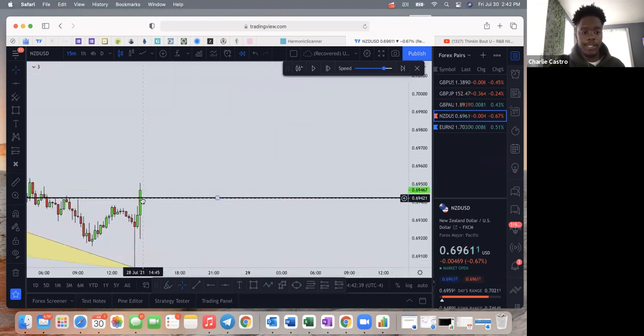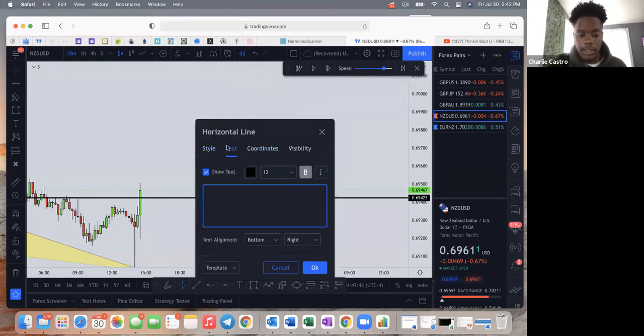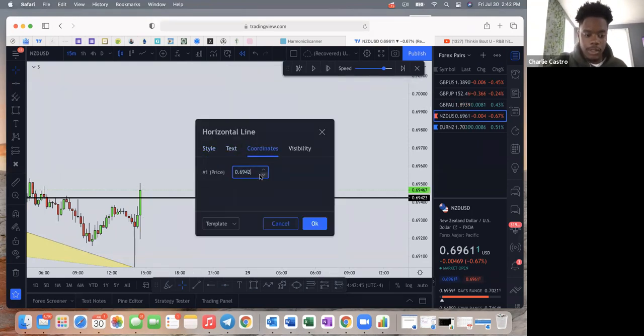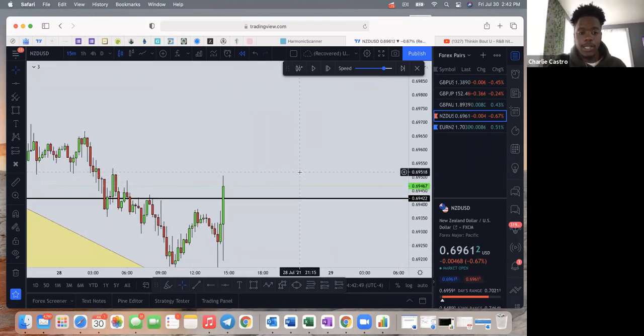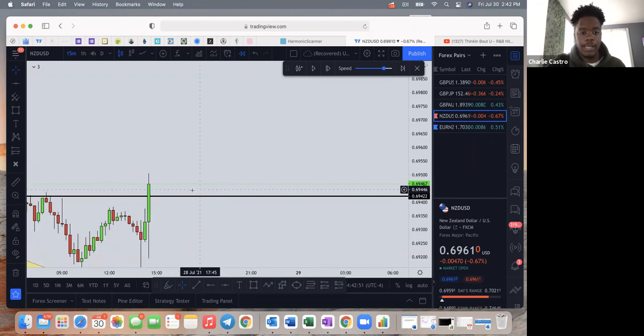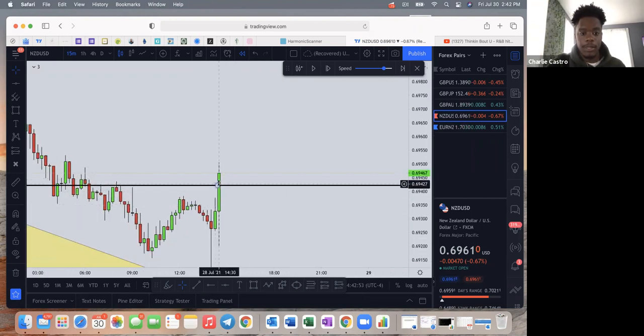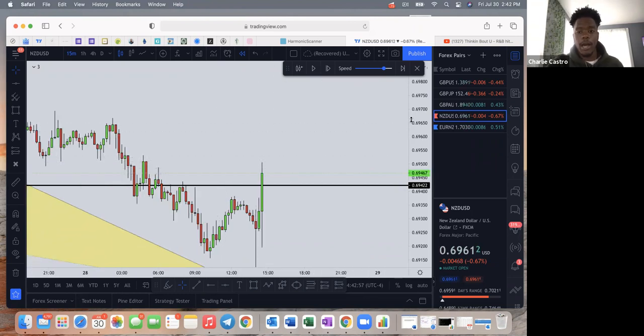So if we were to enter around this area, let me just bring it to 422. I want to make sure it's accurate. 423, just change it. Boom, perfect. So we'd be entering right here. If you entered at 422, you'd already be in profit. You can see that candle has pushed above your entry. So it goes to show you how powerful this thing is.